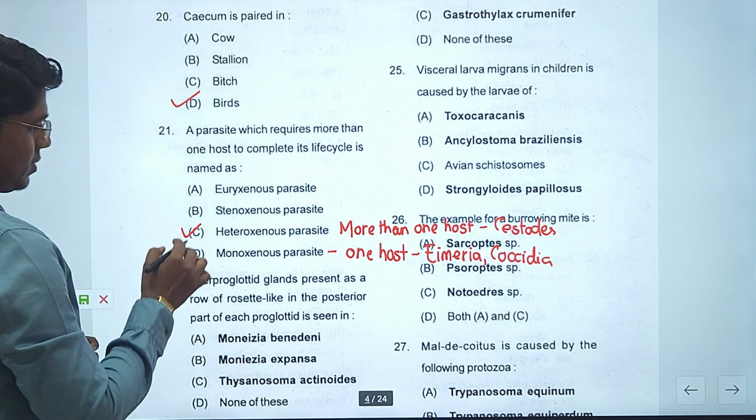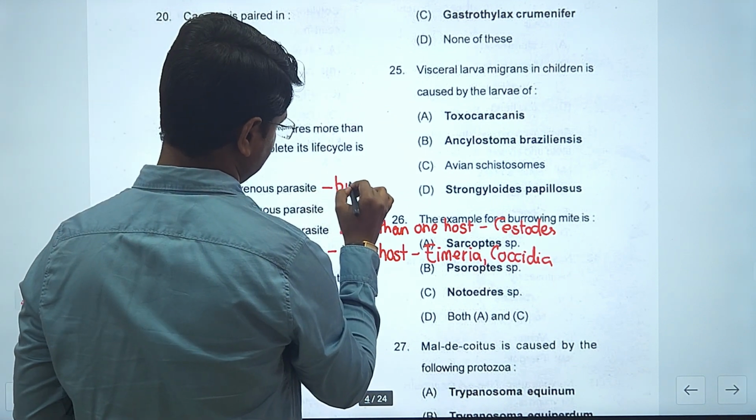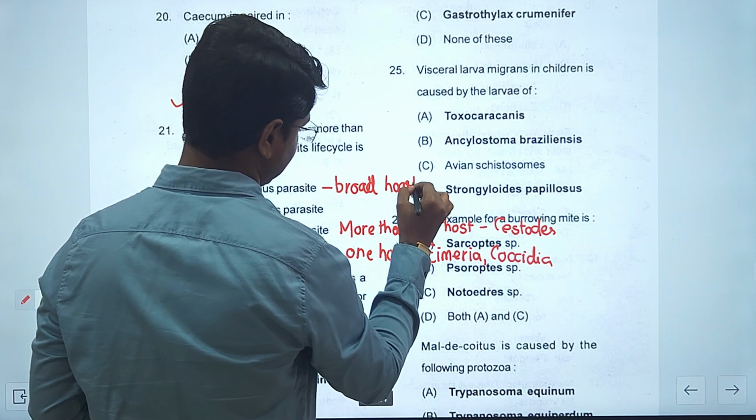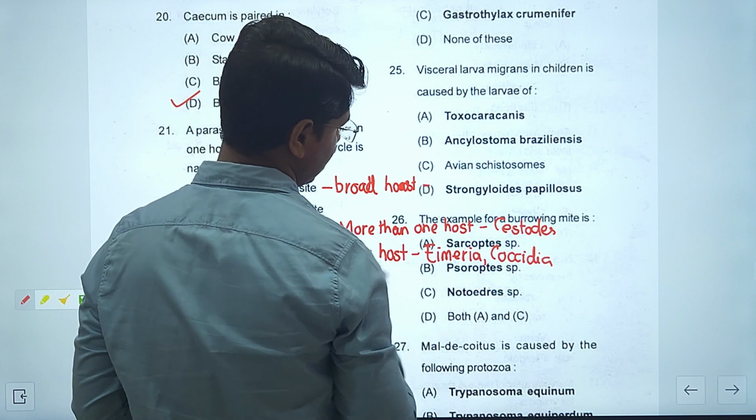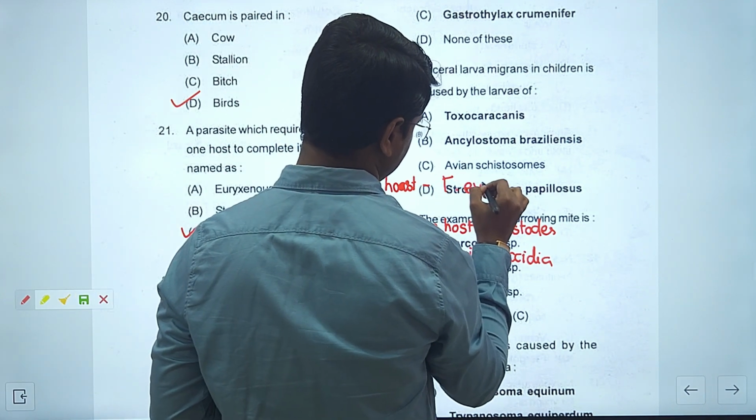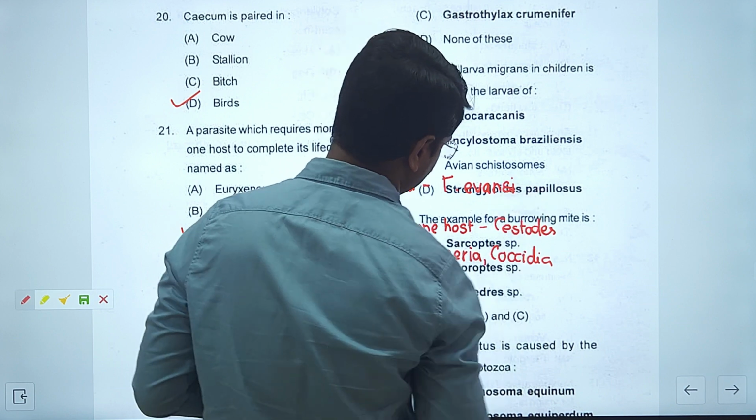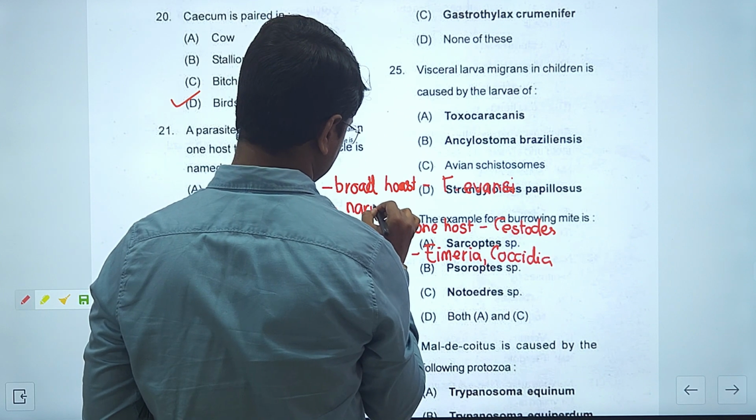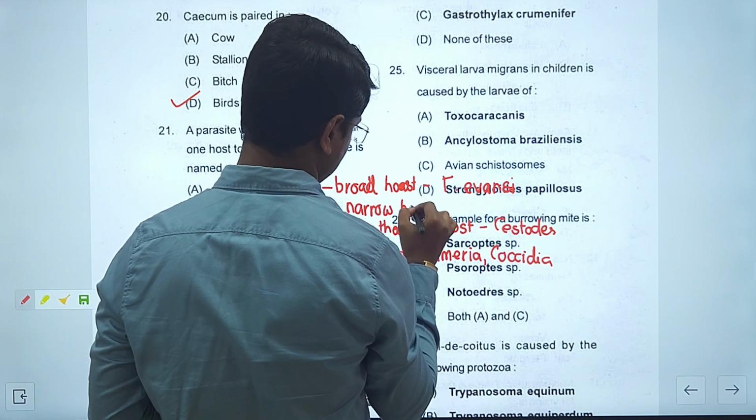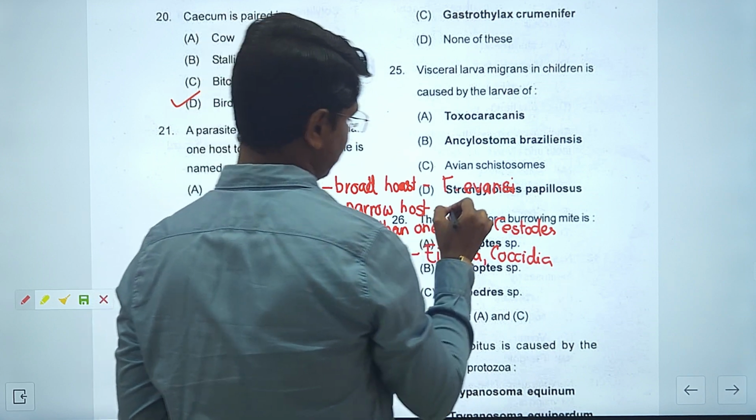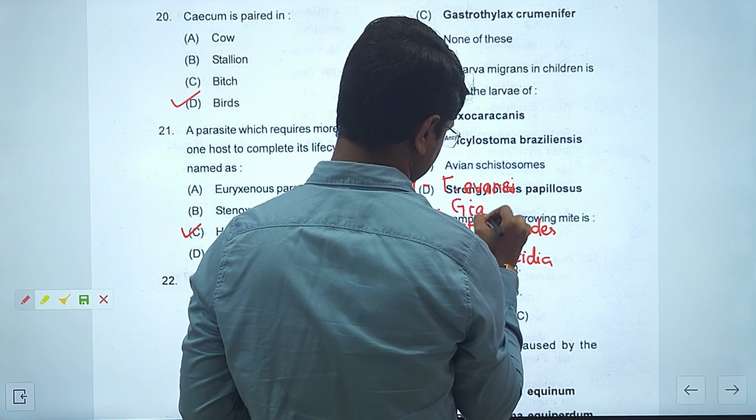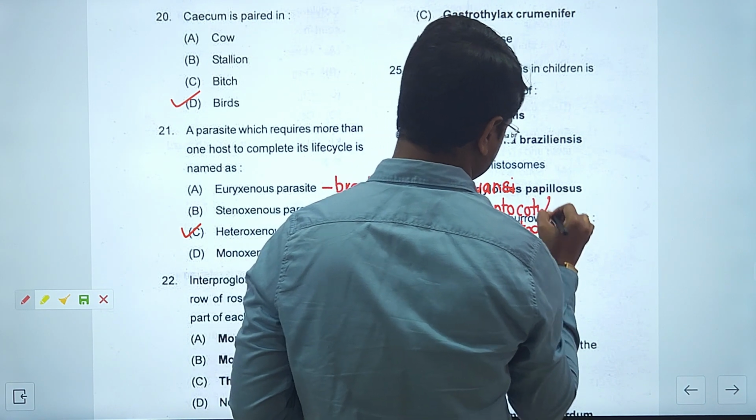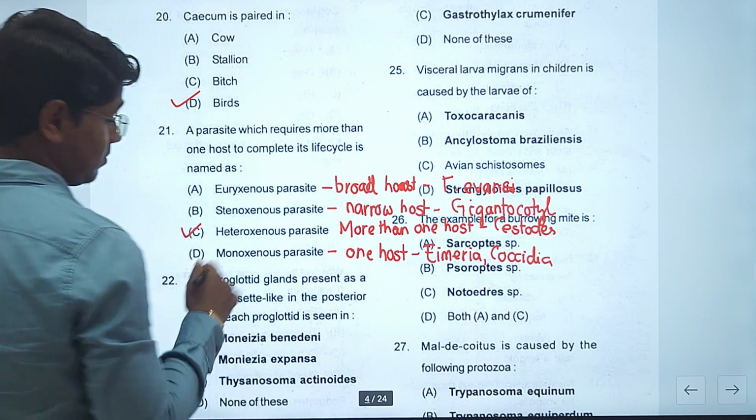Other options like urogenous has a broad host range. The best example is Trypanosoma evansi. It has a very broad host range. Stenogenous parasite means a very narrow host range. The best examples are the amphistomes like Gigantocotyle explanatum and Gastrodiscus; they are very specific or very narrow.